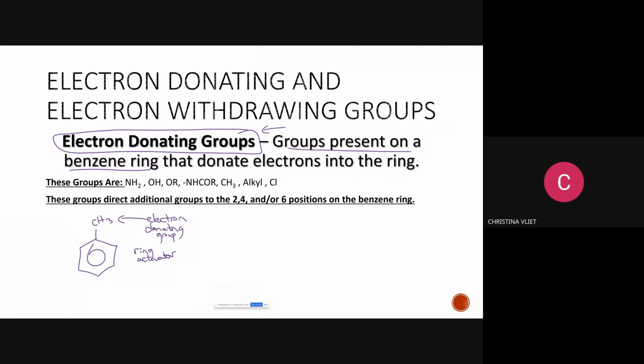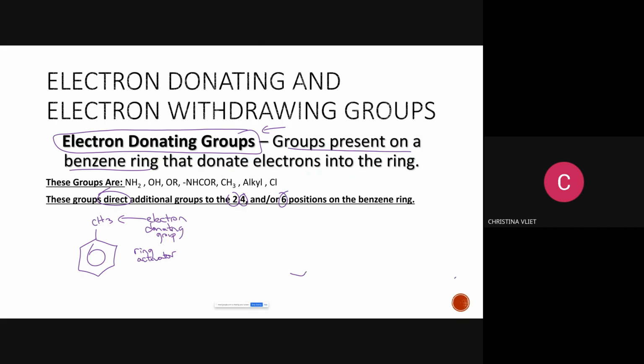And specifically, these are directing groups. What do I mean by a director? If you have a director in a movie, what does the director do? They tell this person to go there, they tell that person to go there. You have to be positioned like this for the scene you're going to play. So by director, it means that because this group is present, it tells the other groups that are going to get added in that they have to go to positions 2, 4, and or 6. Depending on what group you actually have there, you could have groups add to carbons 2, 4, and 6.